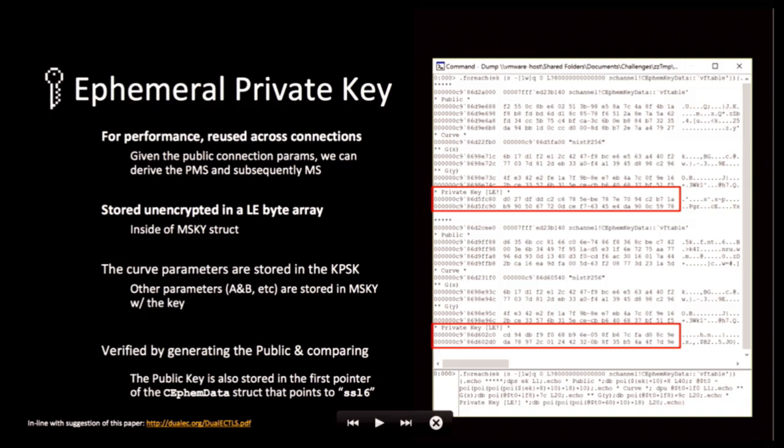But what I did there is, based on this ephemeral key data class, I dumped out the public key and then the generator values from the KSPK structure, so from that key storage provider structure, and then I dumped out the private key.